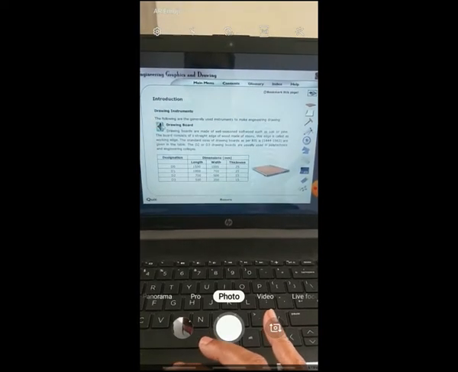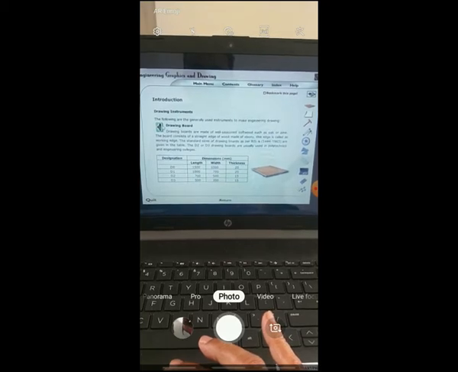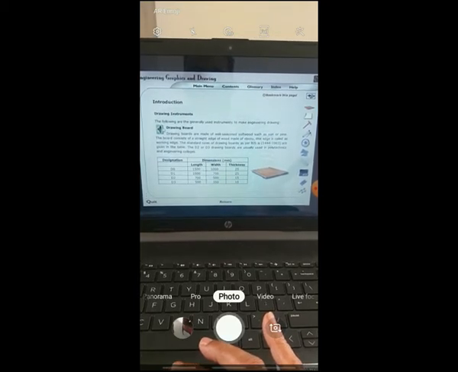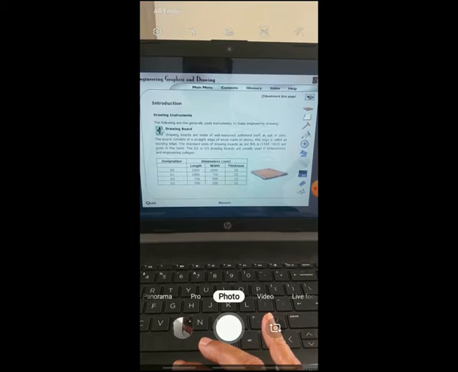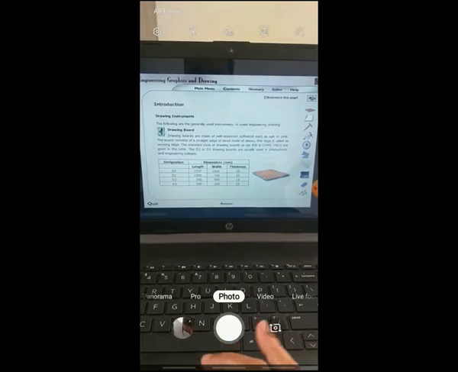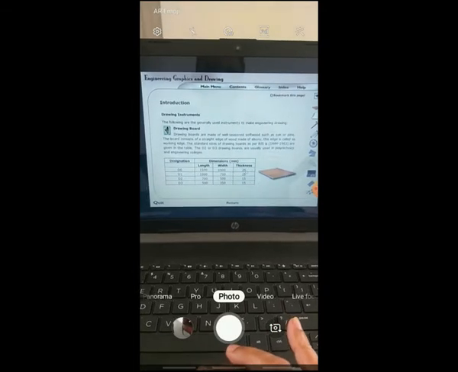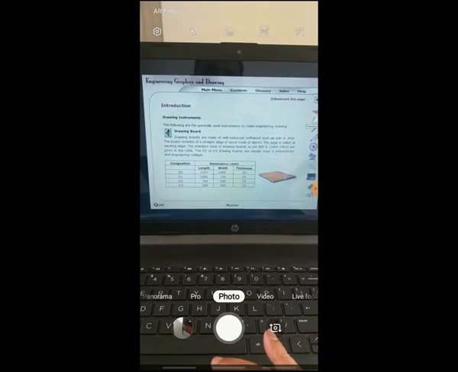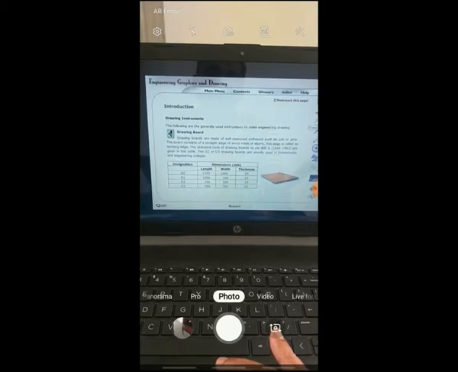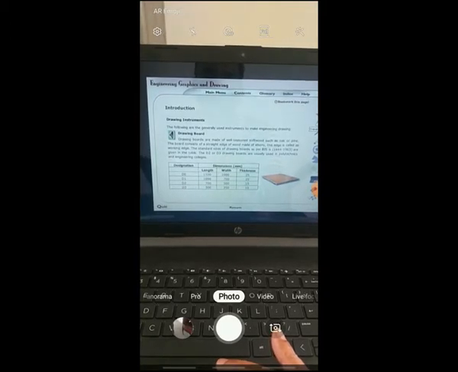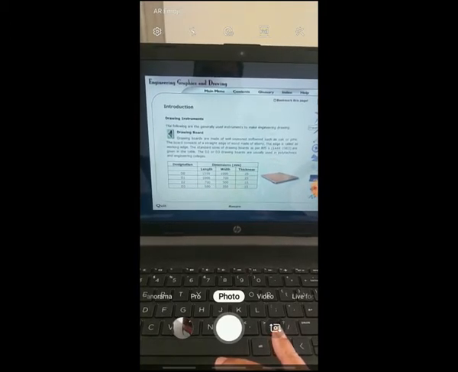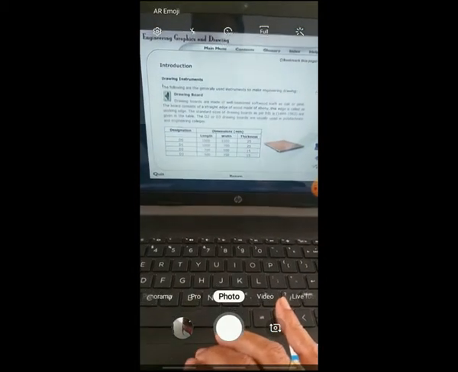Drawing board. Drawing boards are made of well-seasoned softwood such as oak or pine. The board consists of a straight edge of wood made of ebony. This edge is called the working edge. The standard size of a drawing board as per BIS 1444, 1963 is given in the table. The D2 or D3 drawing boards are usually used in polytechnics and engineering colleges.